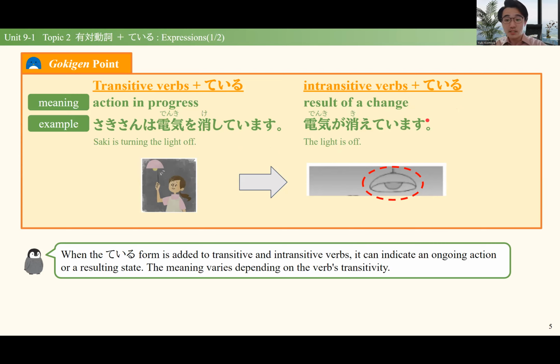So in the lesson, pay attention to whether the verb you want to use is transitive or intransitive, and think about the meaning of it. Is it ing, someone turning off the light right now, or is it the result? As a result of turning off, the light is off.